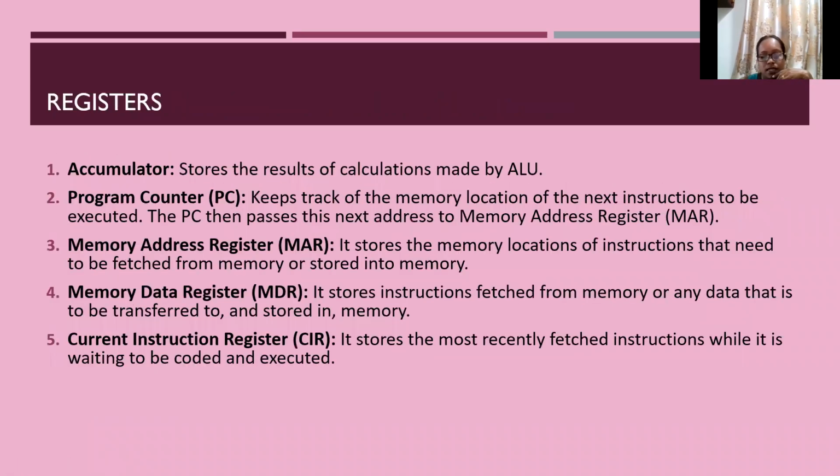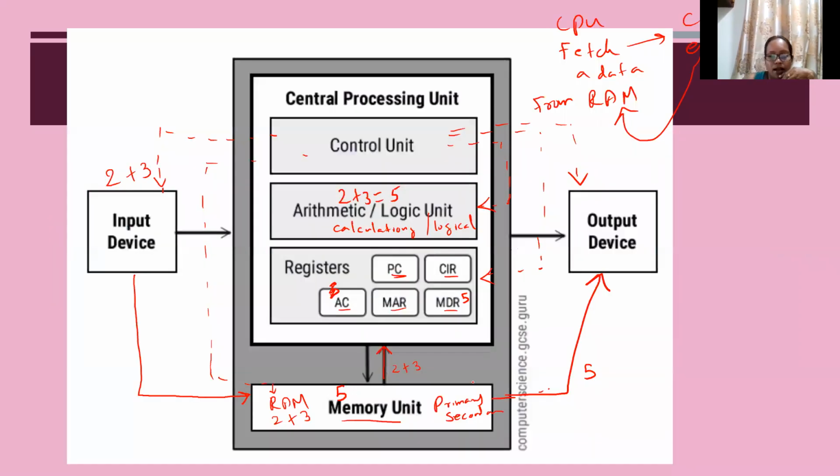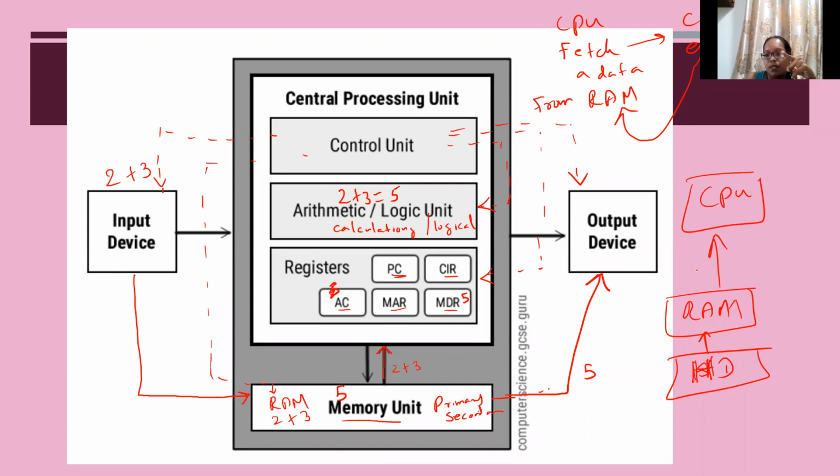Suppose there is a secondary memory. Say this is the RAM, and this is the hard disk for the secondary memory. Now say some data is stored in the hard disk, and it is needed to process that data by the CPU. In that case, the hard disk should first hand over that data to the RAM. Then from the RAM only, it will go to the CPU.